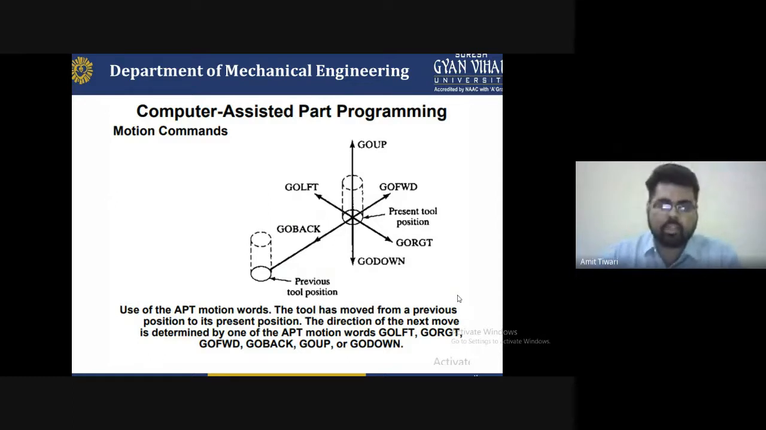It is the first portion that acts here, and you have to give the direction, that is the arrow you can see here. From the tangential line it acts, and from the perpendicular line it acts. A vertical line shows GOUP and GODOWN. The arrow on the left-hand side is GOLFT, and on the right-hand side is GORGT. The arrow pointing forward indicates GOFWD, and the arrow from the right-hand side shows GOBACK.